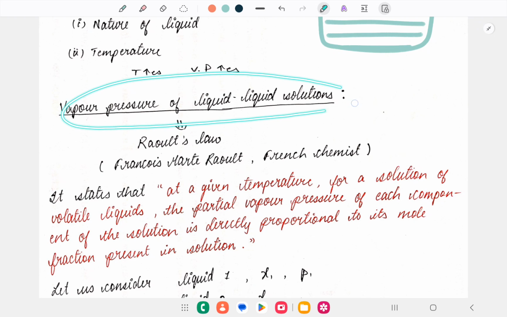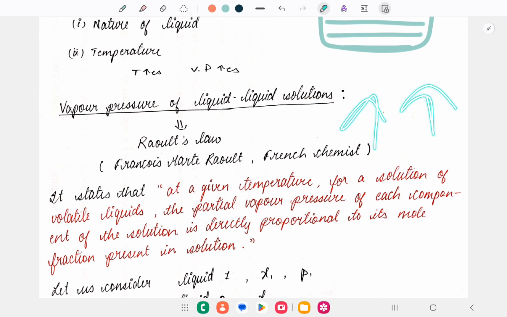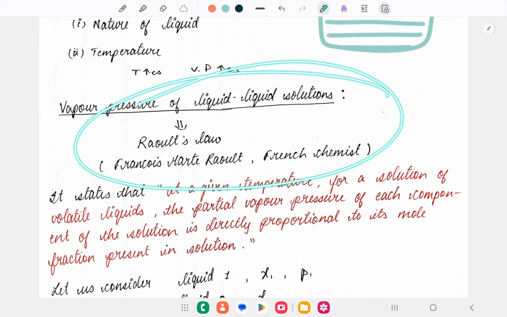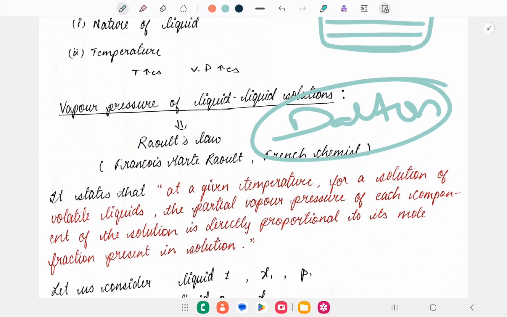Moving to the vapor pressure of liquid solutions. When a binary solution of two volatile liquids is placed in a closed vessel, both the components will evaporate and finally reach a state of equilibrium between the vapor phase and the liquid phase. The total vapor pressure in such a case is the sum of the partial pressures of each of the two components. This is according to Dalton's law of partial pressures.